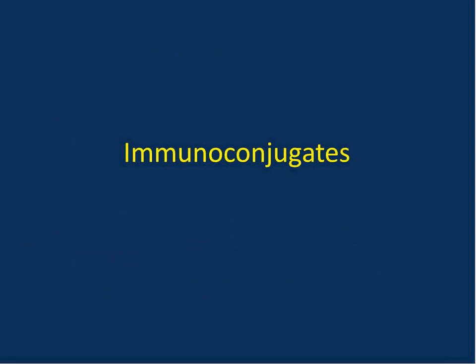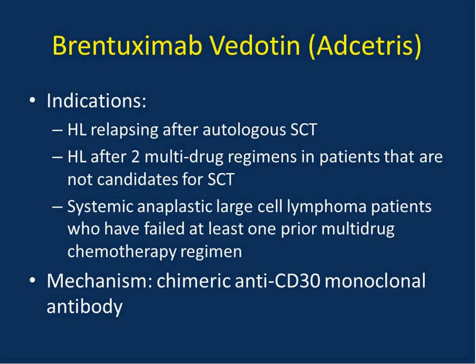I'm going to talk about immunoconjugates in heme malignancies, and so brentuximab, or Adcetris, is one of those agents that we use in heme malignancies, and it's indicated for patients who have Hodgkin's lymphoma that's relapsed after auto transplant, in patients that had multiple drug regimens that are not candidates for stem cell transplant, and then also anaplastic large cell lymphoma. And it is an anti-CD30 monoclonal antibody.